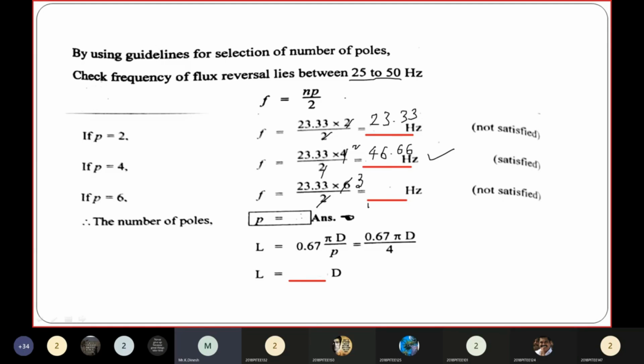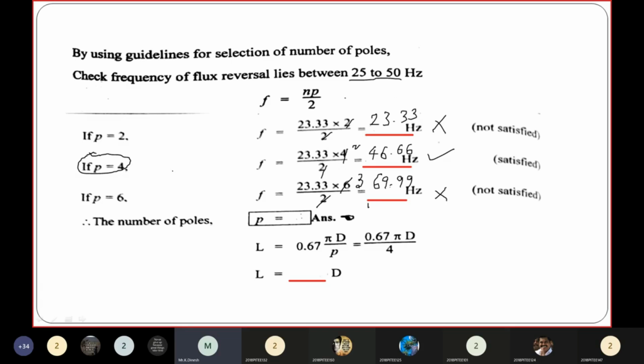So இப்போ 23.33 into 3 போட்டு பார்த்தீங்கன்னா you may get 69.99. So it is more than 50 hertz. So this frequency is not satisfied. So இது இந்த F வந்து not eligible. அதே போல இந்த F வந்து not eligible. ஆனா P equal to 4ல கிடைக்கிற F வந்து it should be in the range of 25 to 50 hertz. So the number of poles should be 4. So only we are selecting P equal to 4.